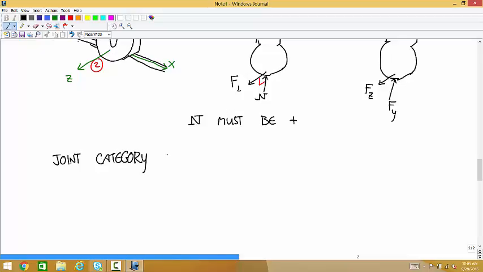Joint category 3. One question. Yes. Couldn't N technically be negative if you had a wheel running in a track that was, say, on a ceiling? Yeah, that would be a different thing. I suppose you would think of that as like a pin and slot joint. Okay.